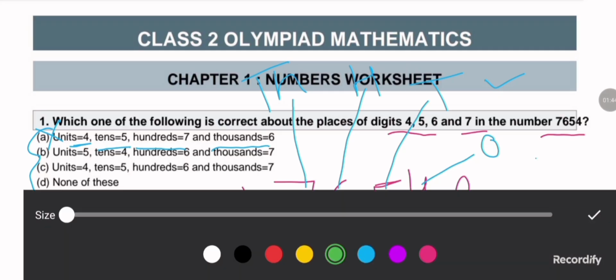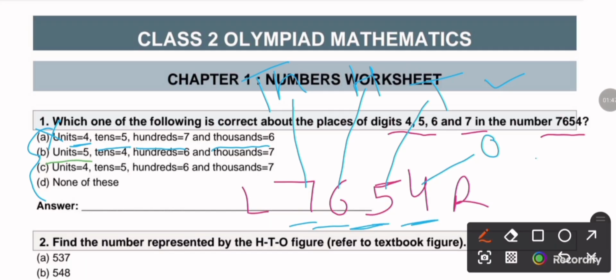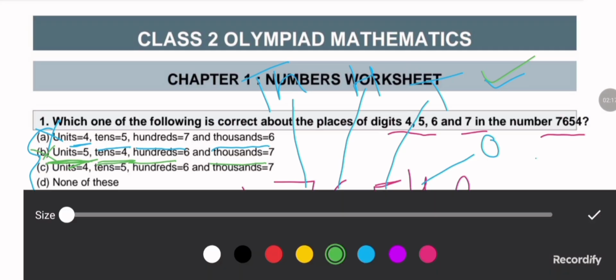Next, option B. 5 is present at 1's place, but in this answer 4 is present at 1's place. 4 is present at 10's place, but in this answer 5 is present at 10's place. Of course 6 is present at 100's place, and 7 is present at 1000's place, but 5 is present at 1's place and 4 at 10's place. This is wrong, so this option is wrong.